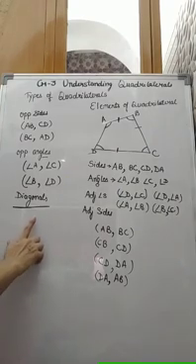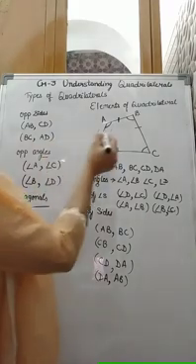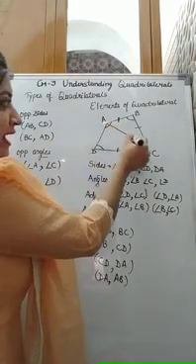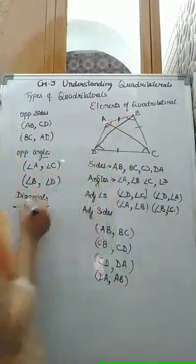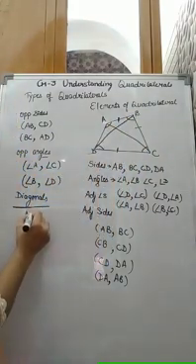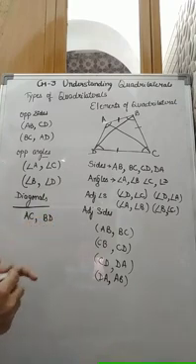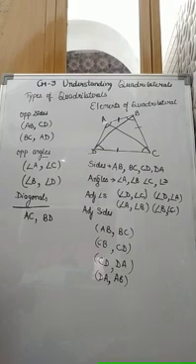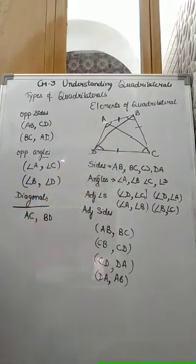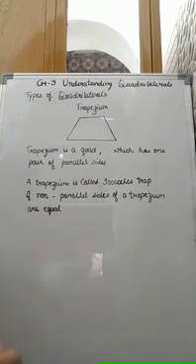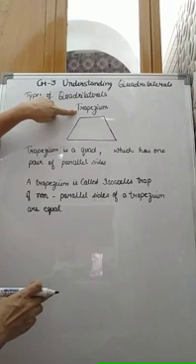Next element is diagonals. In this figure we can draw the diagonals by joining A and C, B and D. So here we are having two diagonals, AC and BD. As you already know the definition of the diagonal, it is a line which is formed by joining non-consecutive vertices of a quadrilateral.